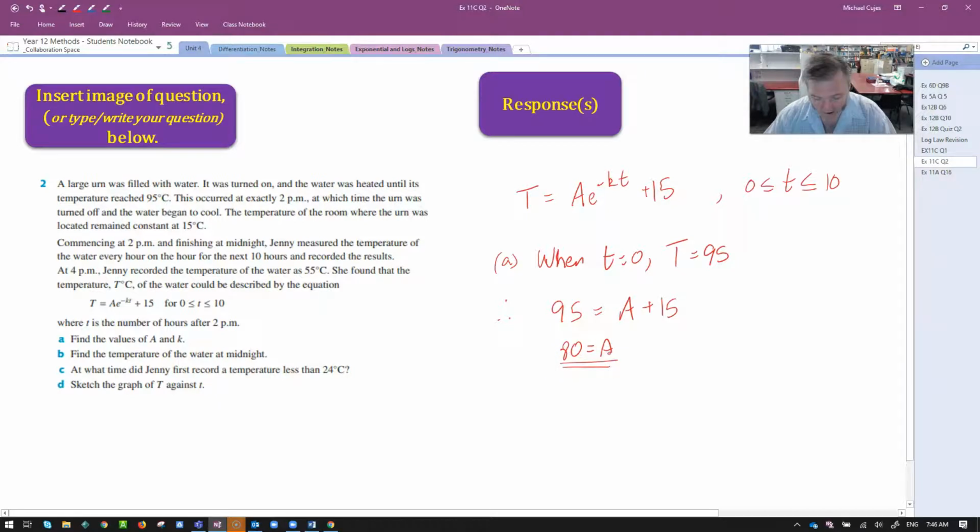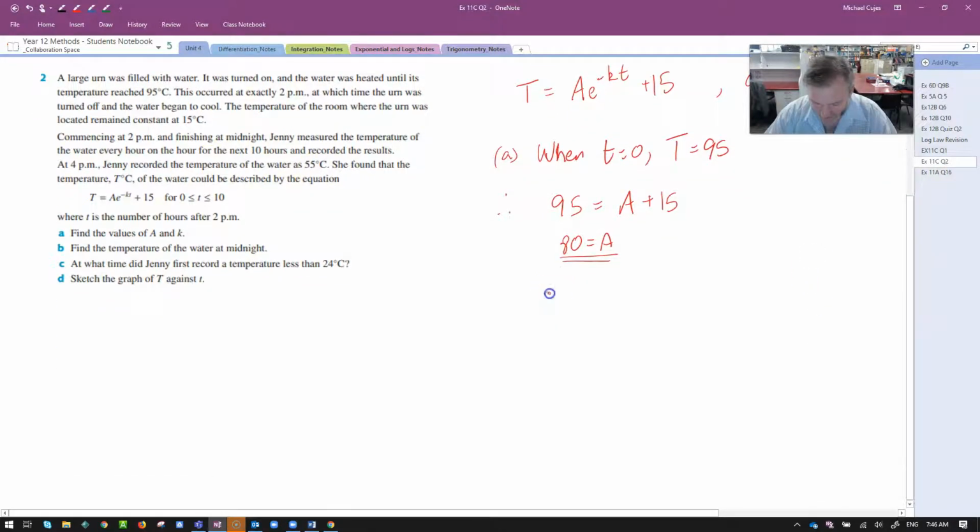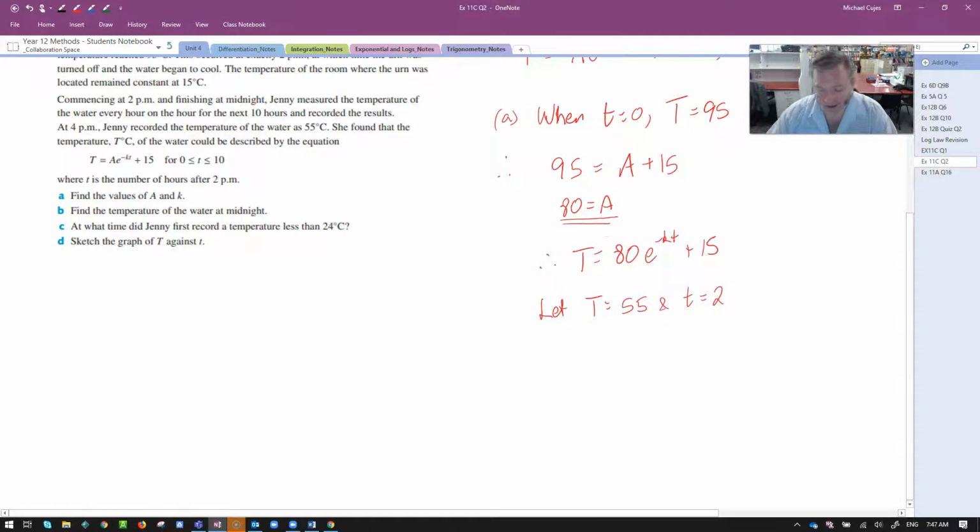How do we go about finding k? Well, they tell us another piece of information. At 4 p.m., Jenny recorded the temperature of the water as 55. Let's write what we've got first. So now I've got T equals 80 e to the negative kt plus 15. And I'm going to say, let capital T, the temperature, equal 55. And little t, the time, this was at 4 p.m., so that's 2 hours after 2 p.m. t is going to equal 2. I'm going to be able to solve for k now, aren't I? So I've got 55 equals 80 e to the negative 2k plus 15.